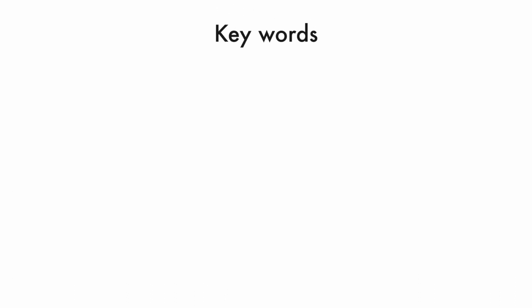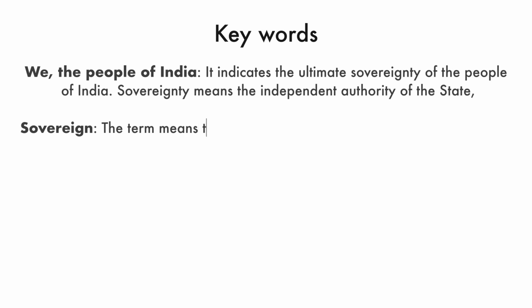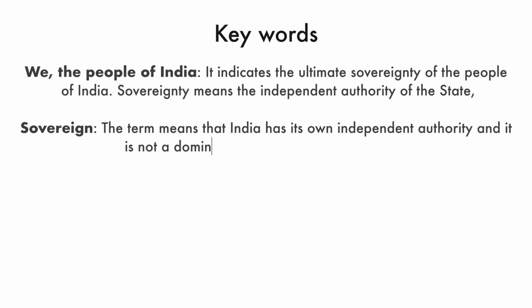Now let's look at the key words. We, the people of India, is the first keyword and it indicates the ultimate sovereignty of the people of India. Sovereignty का मतलब है independent authority of state. किसी के गुलाम नहीं हम. Sovereign, the second important key term. The term means that India has its own independent authority and it is not a dominion of any external power.